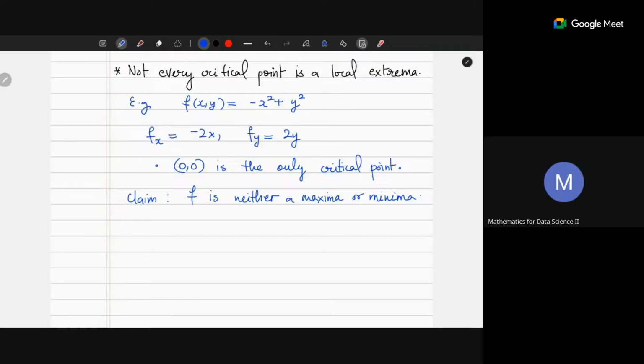Let me draw the xy plane. This is x and this is y. This is the xy plane. Now this is the critical point, 0, 0 is the critical point. Now, consider a small ball around it. Consider this ball to be of radius delta, centered at the origin, where delta is small enough.